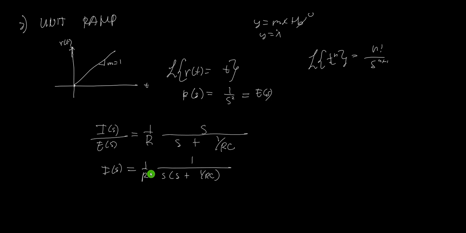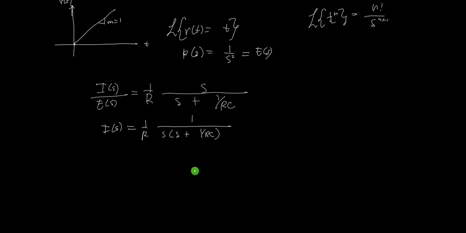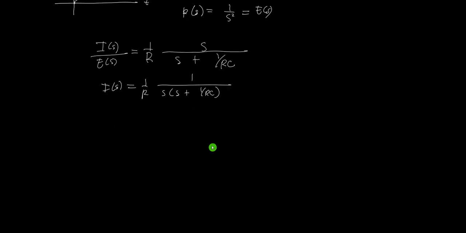And 1 over R is a constant. So now, this is our transfer function. This is our I when our input is 1 over s squared. Then how do we take the inverse Laplace of this one? To take the inverse Laplace of this type of function, this is a proper fraction because the degree of the numerator is less than the degree of the denominator. We cannot divide this anymore.